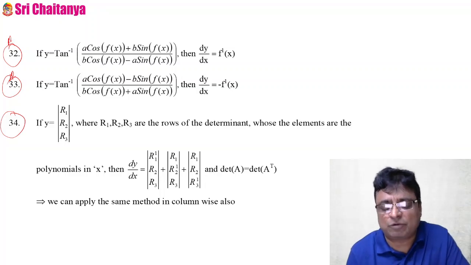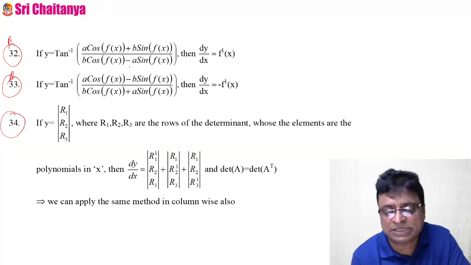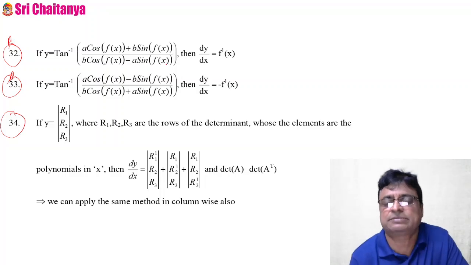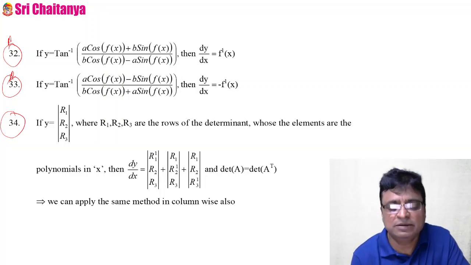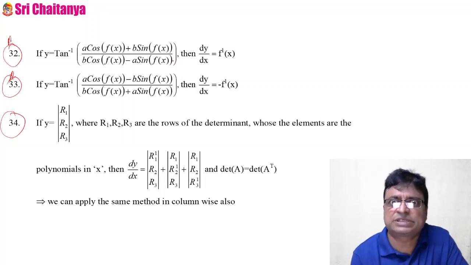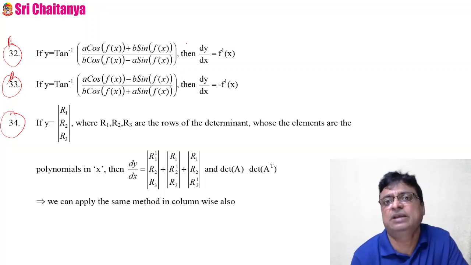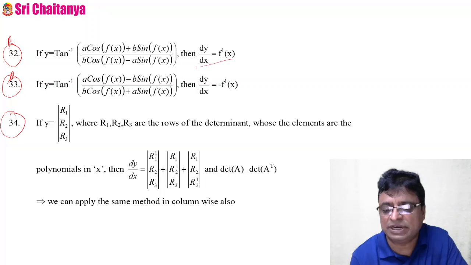32nd formula: y = tan inverse of (a cos f(x) + b sin f(x)) by (b cos f(x) − a sin f(x)). Once again, if y = tan inverse of (a cos f(x) + b sin f(x)) by (b cos f(x) − a sin f(x)), then dy/dx = f'(x).